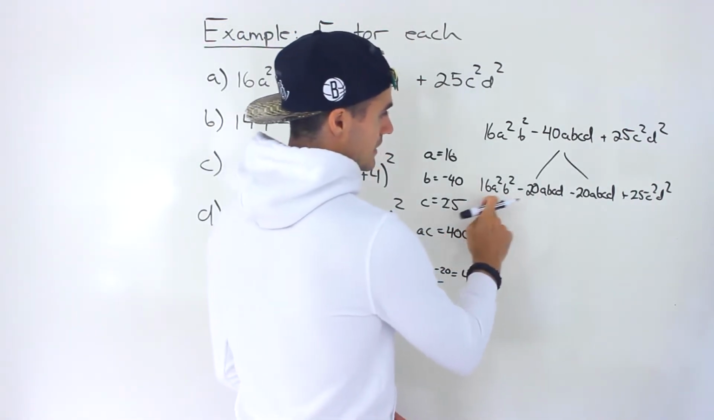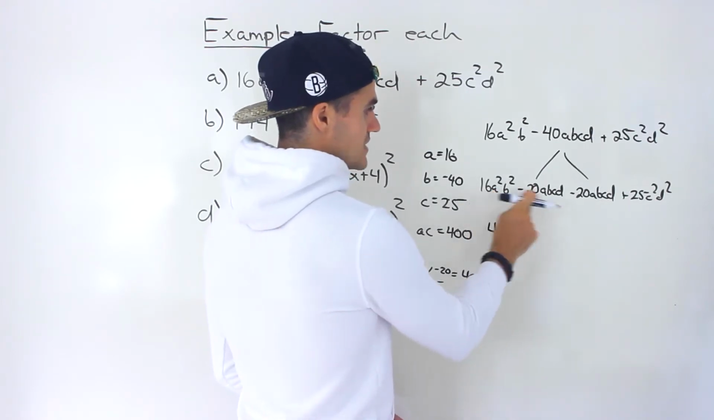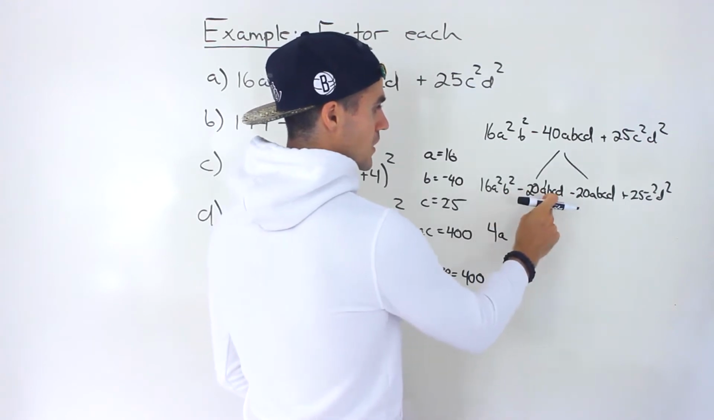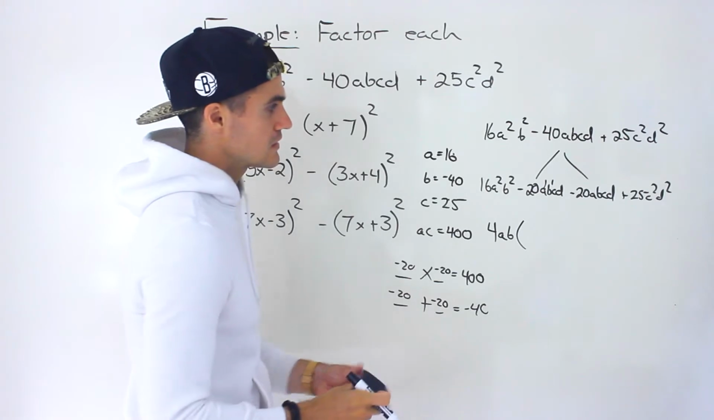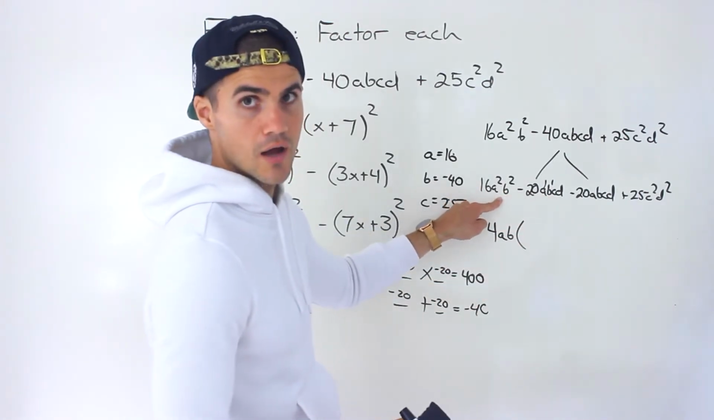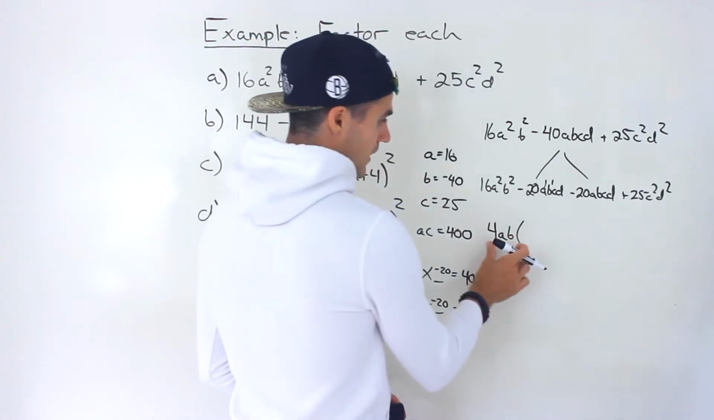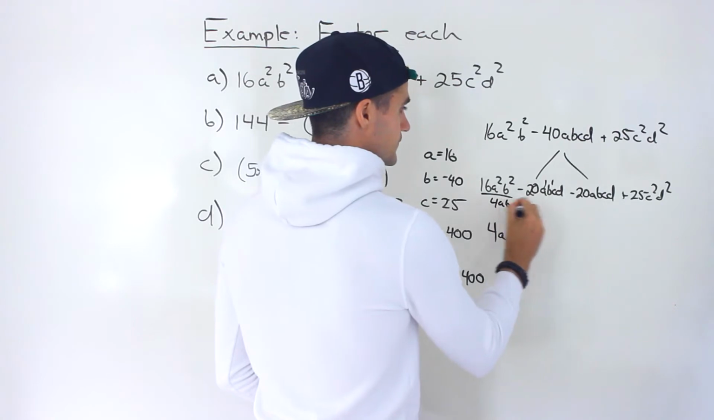So between the 16 and the 20, notice we could take out a 4, and then there's an a squared and an a to the power 1, so we could definitely take out an a, and then notice b squared, and then we have a b to the power 1, so we could definitely take out a b. Right? The c and d is over here, but it's not over here, so we can't take that out. So what would we be left with in the brackets if we factor out a 4ab from these two?